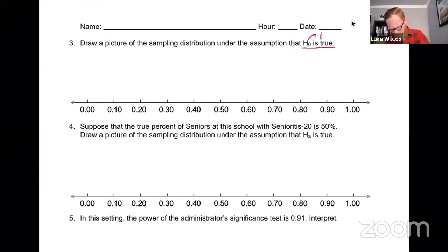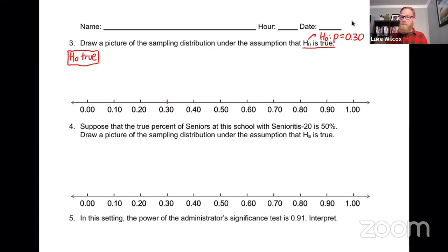As a quick reminder, the null says that everything is safe and that the true proportion is 30%, right? That's our null hypothesis there. And we want to draw a picture where the null hypothesis is true. All right, so this picture I'm about to draw is a picture where the null hypothesis is true. And we know that the null hypothesis says that P is 0.30. So I know that has to be the center of the sampling distribution.